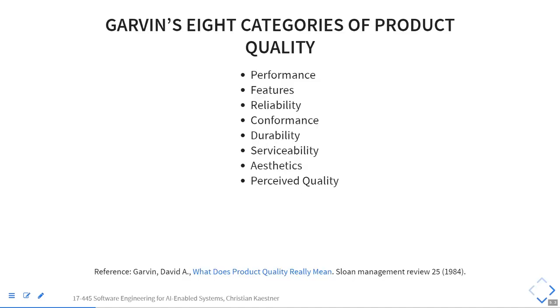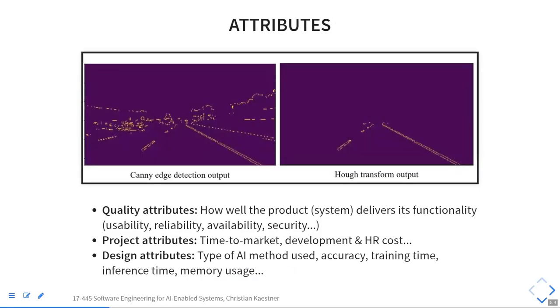There are lots of different quality metrics, but we can also think about some machine learning component, the vision system or the steering system, that has a bunch of qualities, right? There's a quality of the product itself. How well does it perform? Things like accuracy, reliability, security. There are also the project attributes of the larger project of delivering that component or the entire system, like time to market, development cost, research cost, and design attributes. These are not directly qualities, but things that influence what kind of problem we are solving and so on.